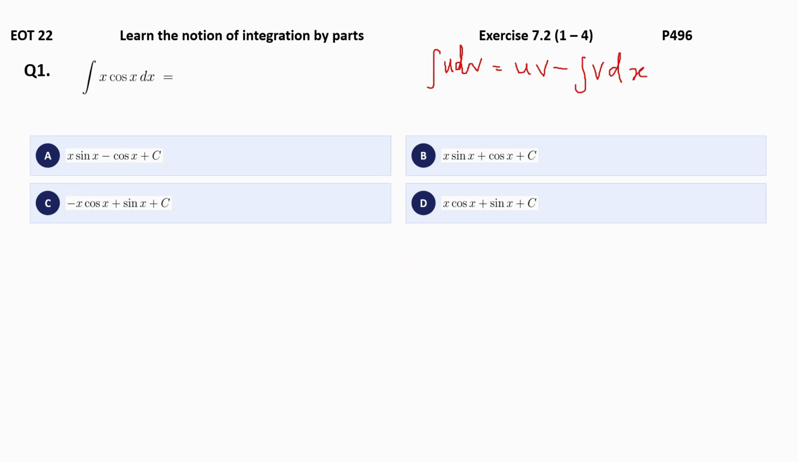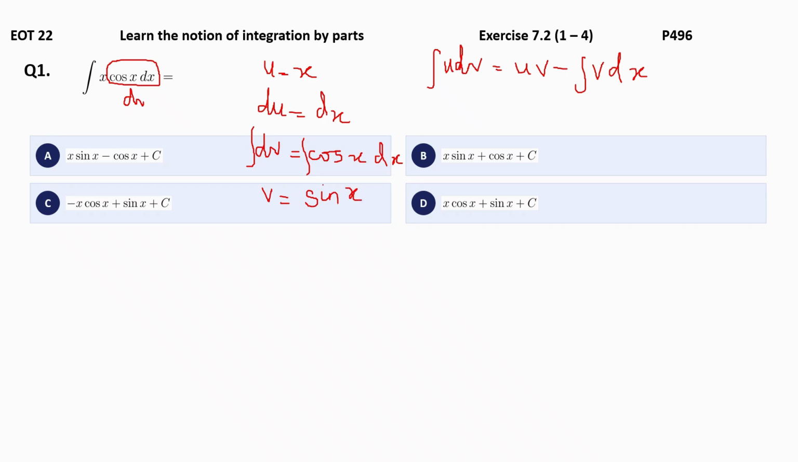In this case, what's your u? That's x, the first value, x. What is your du? Exactly, dx. What about your dv? If you select u as x, the entire remaining thing will be your dv. Okay? So once you get dv, you are supposed to integrate to get your v value. So let's integrate, and it's nothing but v equal to sine x plus c.